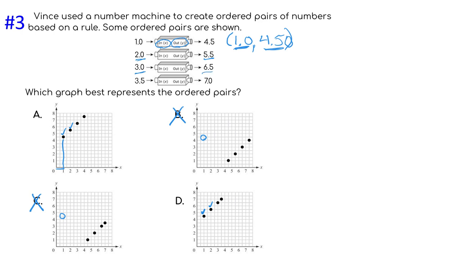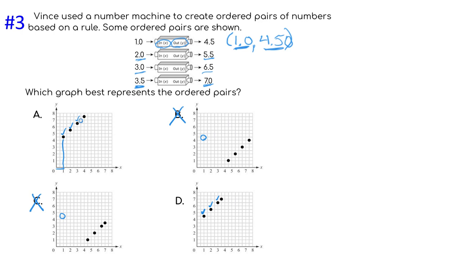So run to 3, jump to 6.5. A's got it. Run to 3, jump to 6.5. D's got it. All right, this last one should determine it. 3 and 5/10 and 7. So run to 3.5, so between 3 and 4, and jump up to 7.